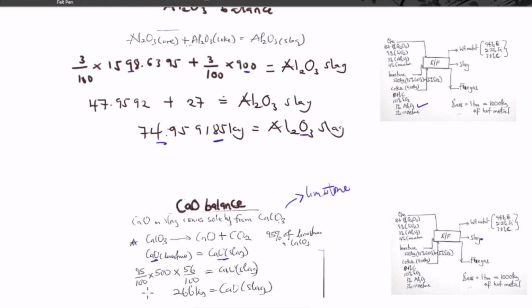So we have 95% of calcium carbonate. So 95 over 100 times the weight of calcium carbonate, which is 500. And this is the molar mass of what? Unknown. We are finding calcium oxide, right? For calcium oxide, the molar mass is 56 and calcium carbonate is 100. So molar mass of unknown over molar mass of known times the percentage of known. And in that case, we go to the CaO in the slag. When you do that correctly, you're going to get 200, which will give you the weight of calcium oxide.